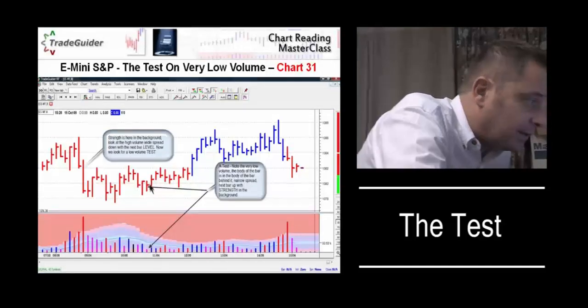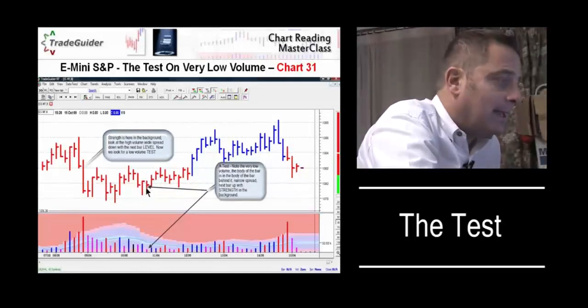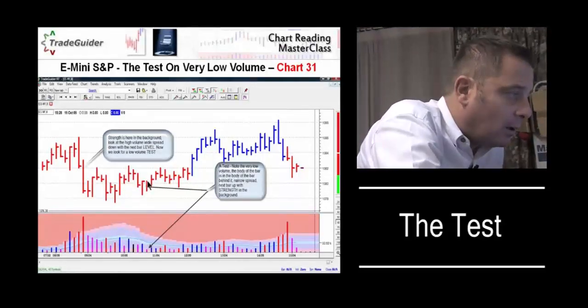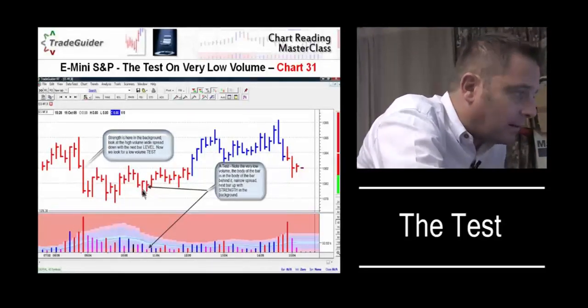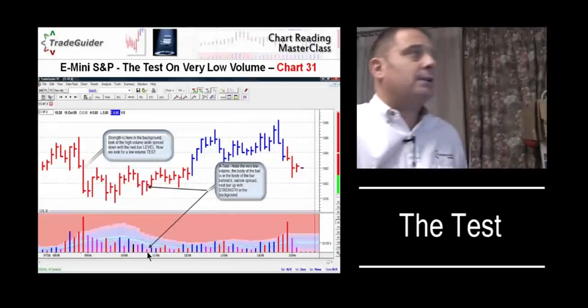and it closes off in the middle there, but it's into the body of the bar behind it. That's what makes this one key. The high and the low of the bar are almost crushed into the body of the bar behind it. It closes nicely in the middle, but that's what got my attention there.